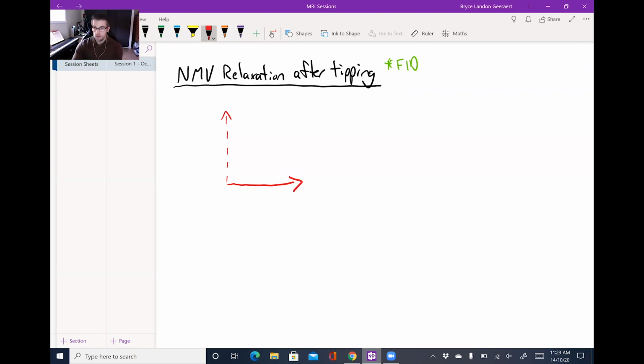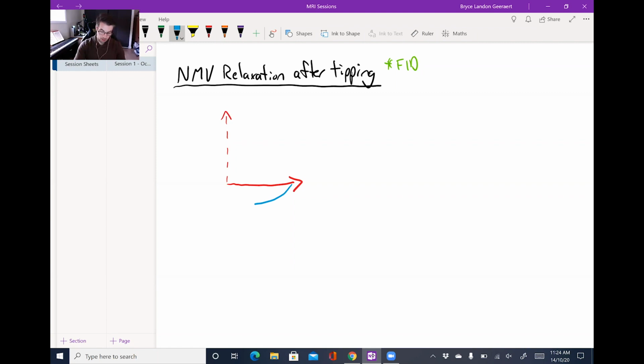Is there anything else to touch on during relaxation? Okay, we're going to look at the components of the NMV as they're regrowing. So again, we're going to split the NMV into transverse and longitudinal components, or in the XY plane and the Z plane. So let me set up the frames of reference that we're talking about here.